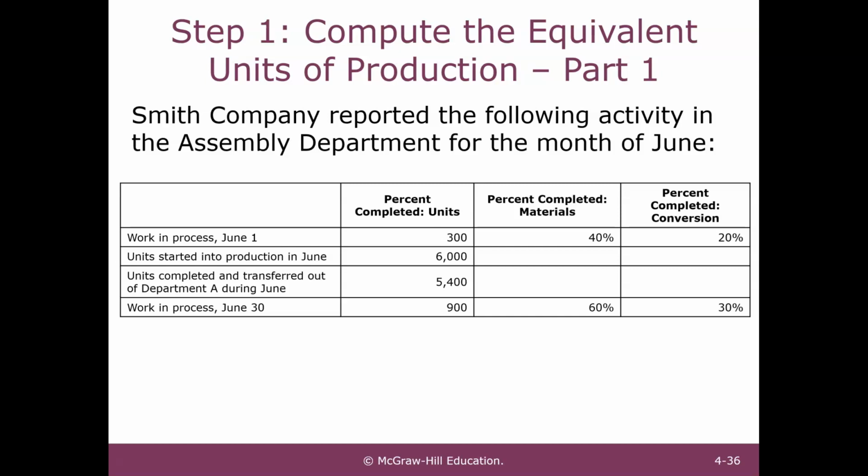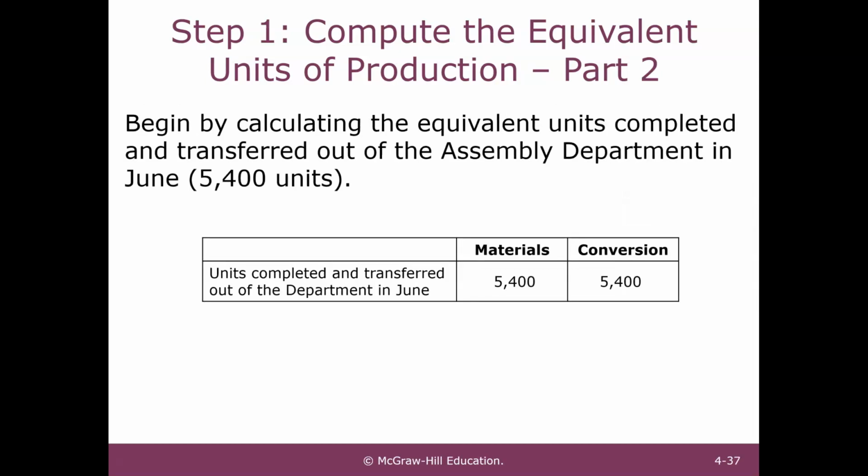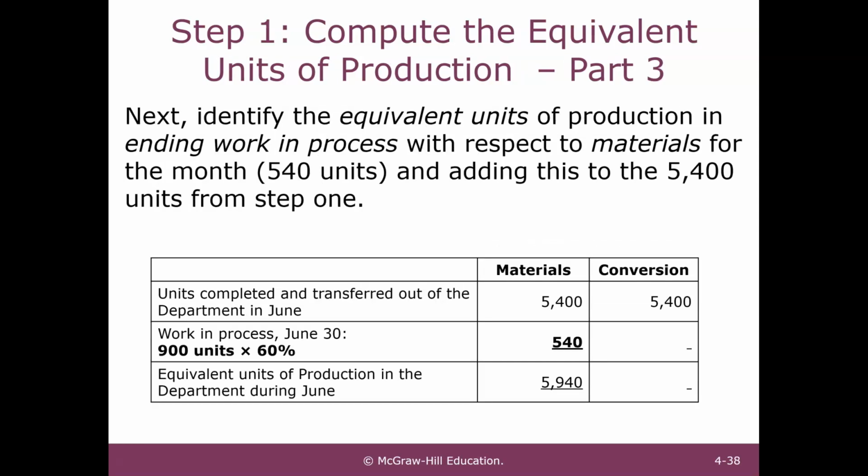I had talked earlier about how conversion cost is direct labor and manufacturing overhead. When you're looking at the partially completed units, some of them may be complete to materials and not of conversion, or vice versa, or a different percentage. They don't have to be the same percent complete for materials as they do for conversion. The units that were completed and transferred out, 5,400, were 100% complete for materials and for conversion.